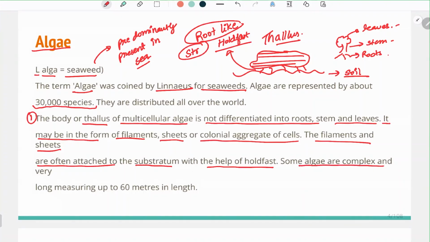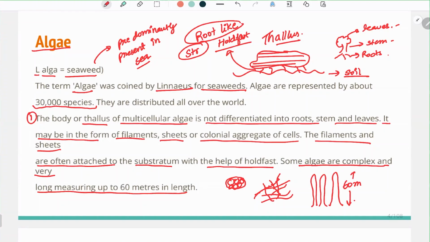Some algae are complex and very long, measuring up to 60 meters in length. We see that algae are not only multicellular, looking like an aggregate, but they are also filamentous. Some algae are filament-like, okay, some algae we see are filamentous, and some are very long, about 60 meters in length. So that alga is actually kelp.